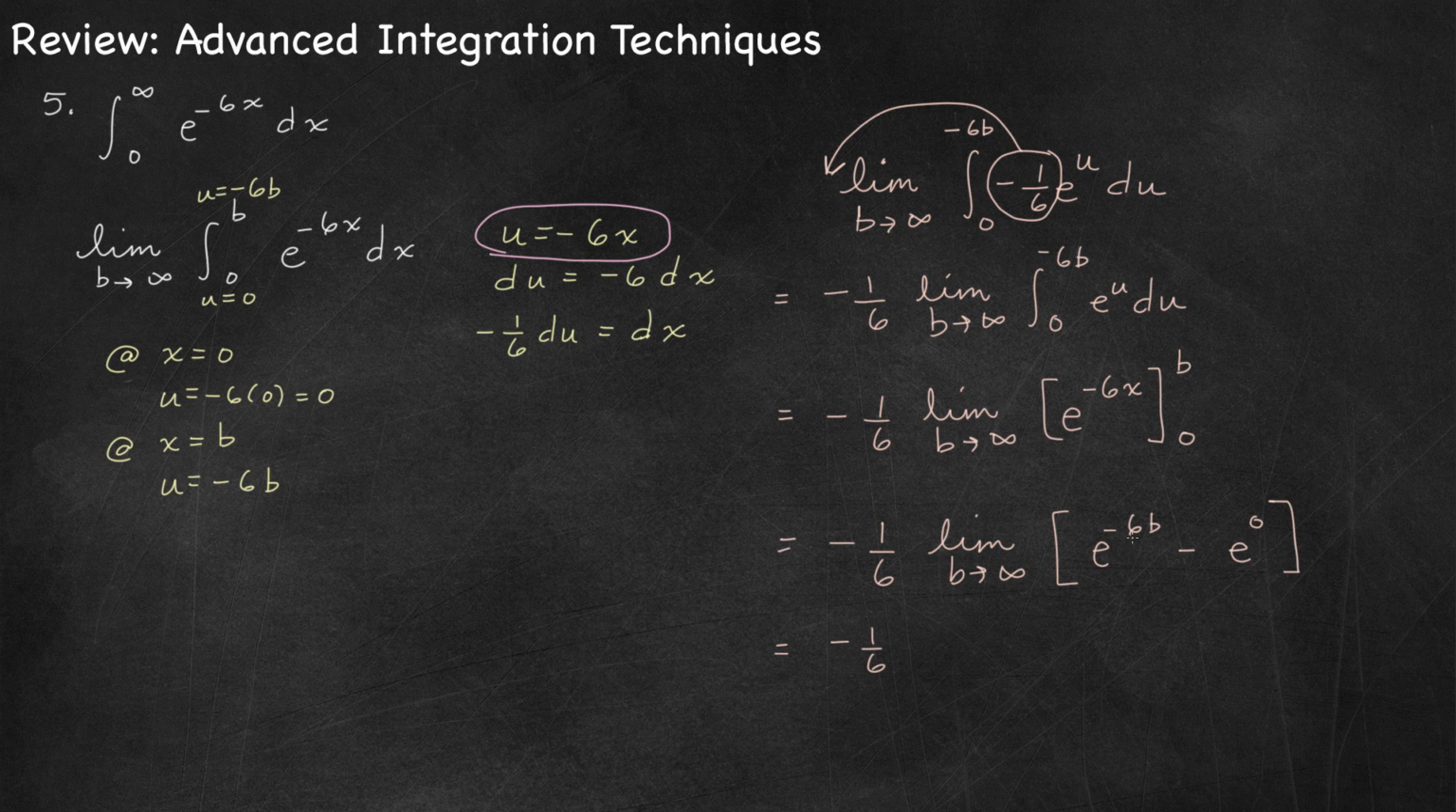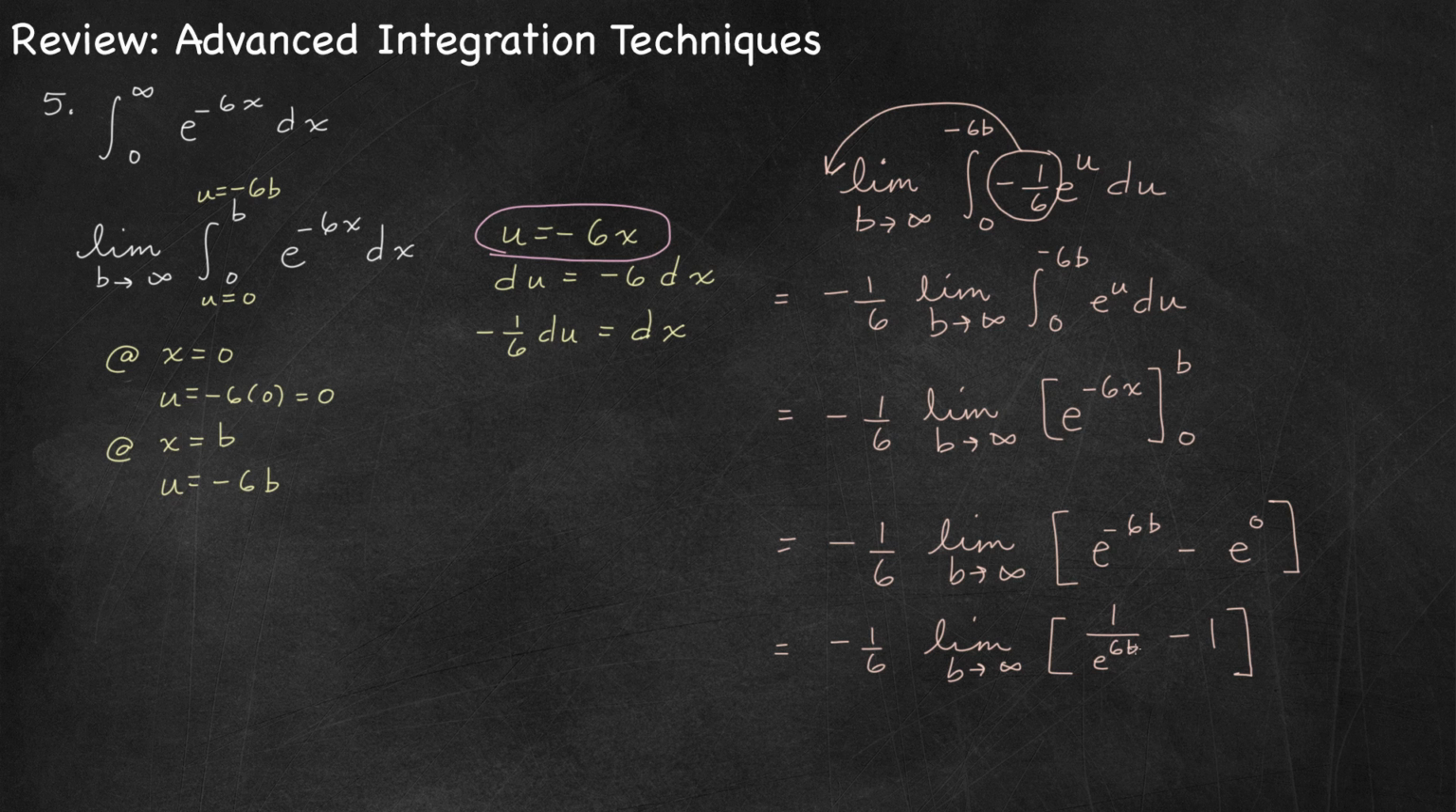Well, it's easier to see what's happening with limits if we don't have negative exponents. So let me take one more step to simplify this. e to the negative 6b is 1 over e to the 6 times b, minus, and then e to the 0 is 1. Okay, so now let's take the limit as b approaches infinity.